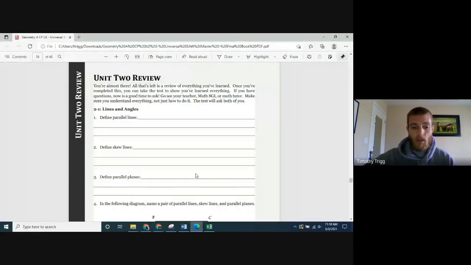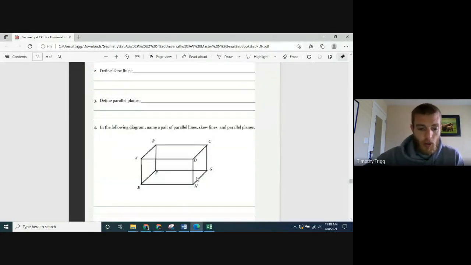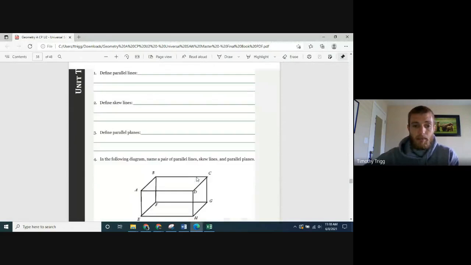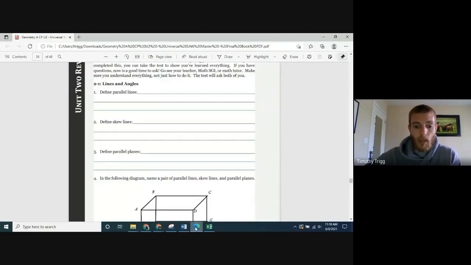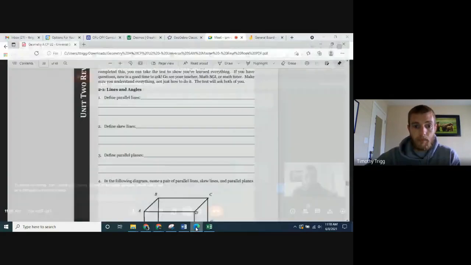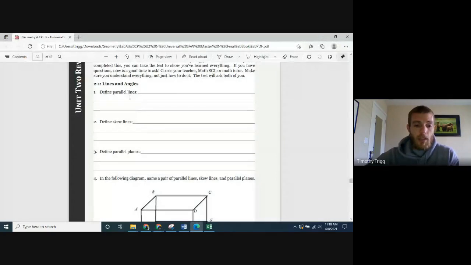So on the review, if you can go to the review, it starts on page 30. It has these three definitions to start: define parallel lines, define skew lines, define parallel planes. Those you can find in your packet, towards the beginning of the packet. And I actually wrote out a key for all the definitions here.